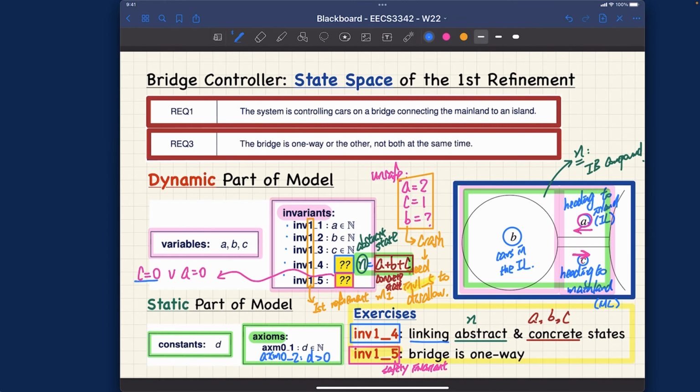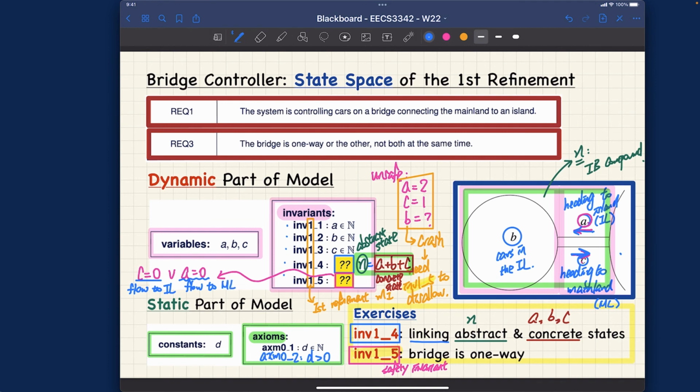If C is equal to 0, that means we only allow the flow to the island. When A is equal to 0, that means we only allow the flow from C. We only allow C to be positive. That means only the flow to the mainland is allowed. The flow will be allowed either way, but not both.